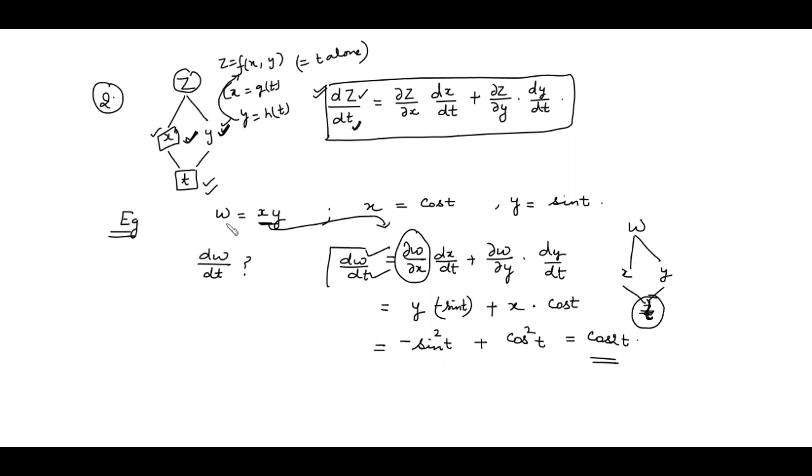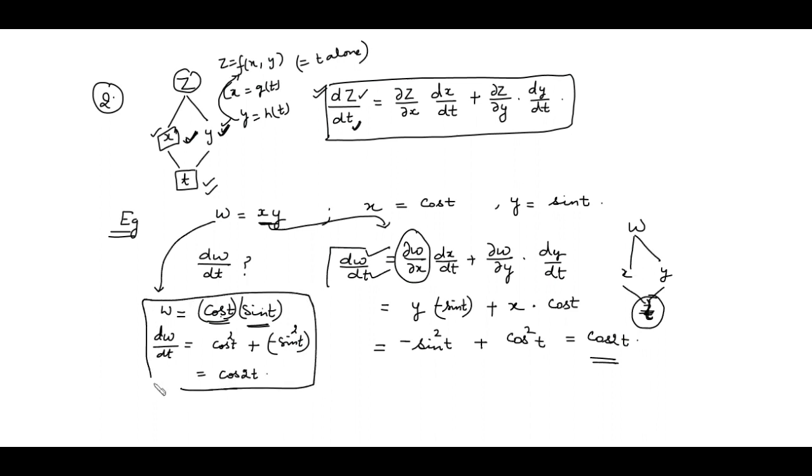And without the chain rule also we can find the derivative of w with respect to t by substituting the value of x and y over here. So when you find its derivative with respect to t, this is this as it is into the derivative of this, plus the derivative of this into this as it is, so that is cos 2t, which is the same.